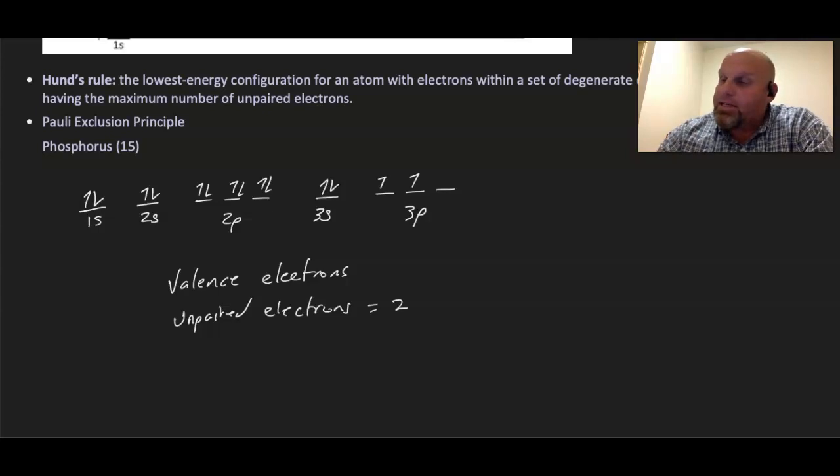Again, this is not an unpaired electron. This is an empty orbital. With regards to valence electrons, they are the outermost electrons, the highest energy level occupied. So in this case, I would have 4 valence electrons. The highest occupied energy level is the 3rd energy level, 3 here and 3 here. So the 3s and the 3p, I add up all those electrons in the 3rd energy level, and I would get a total of 4.